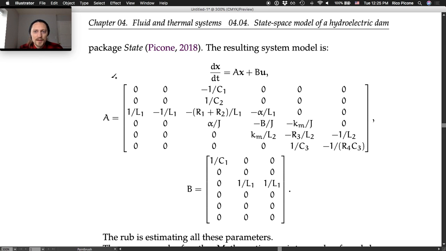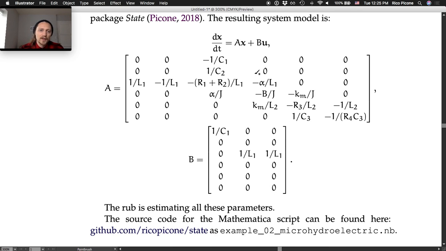So the resulting system model is, here's the standard state equation, and here are the A-B matrices. So the A and B matrices, one thing that's showing up in here that wasn't defined explicitly was Km, the motor constant, which is to say a generator constant. And this is an inductance or capacitance or something like that.